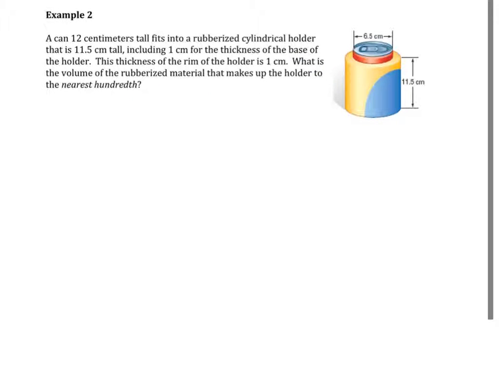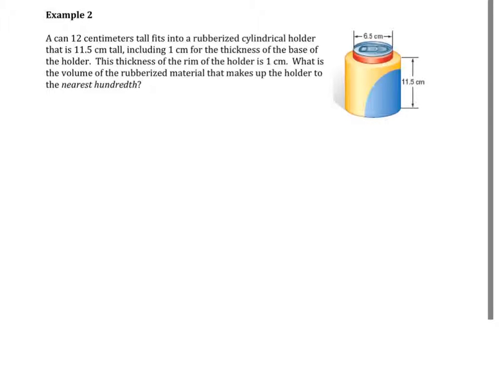Example 2. A can 12 centimeters tall fits into a rubberized cylindrical holder that is 11.5 centimeters tall, including 1 centimeter for the thickness of the base of the holder. The thickness of the rim of the holder is 1 centimeter. What is the volume of the rubberized material that makes up the holder to the nearest hundredth?